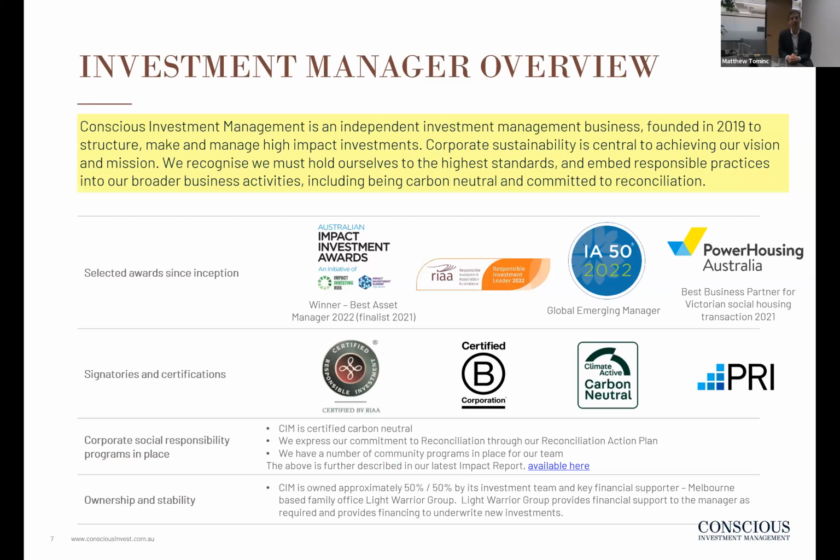The next slide covers SIM broadly, including a few awards and certifications. A few key shout-outs: last year, Conscious Investment Management was the winner of the Best Asset Manager Award in Australia for 2022 at the Impact Investing Awards. It has been certified by RIA, the Responsible Investment Association of Australasia, as a dedicated impact investment manager, and the fund is now a certified fund as well.